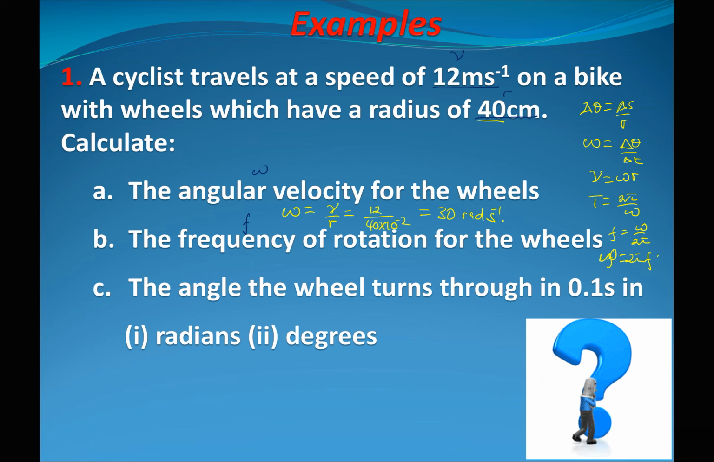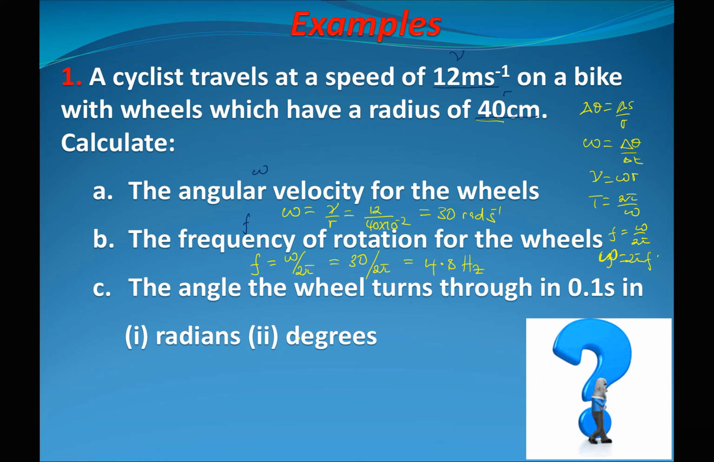Then the frequency of rotation for the wheel. So we saw that omega is 2 pi f, or f is omega over 2 pi. So I would simply say that f equals omega divided by 2 pi, which is going to be equal to 30 divided by 2 pi. Normally, when you are finding f, you don't need to leave your answer in pi. So this is giving me 4.77 or 4.8. This is a frequency, and I know that frequency is measured in hertz.